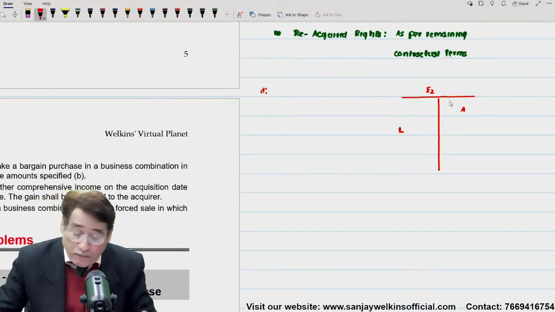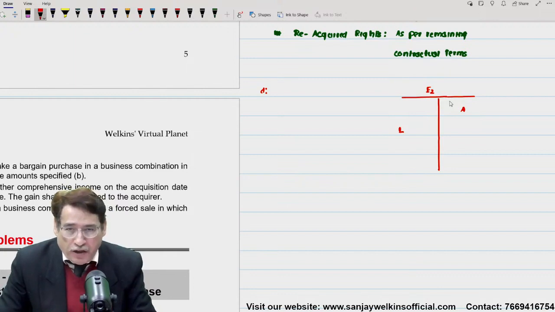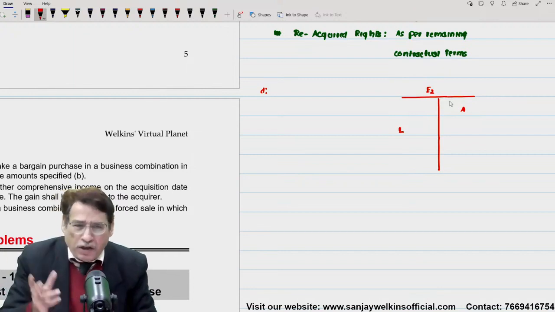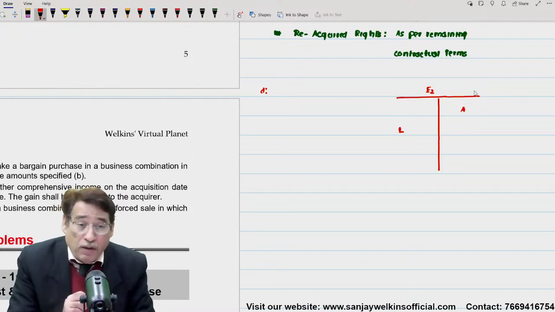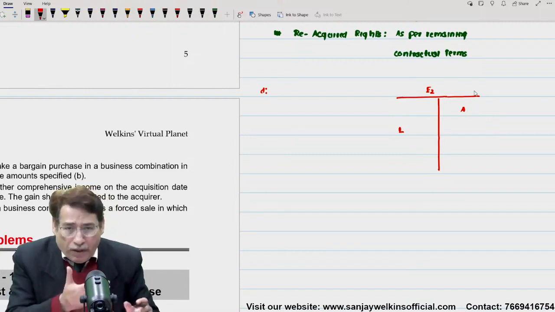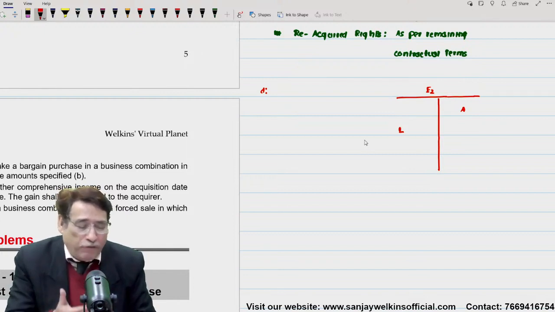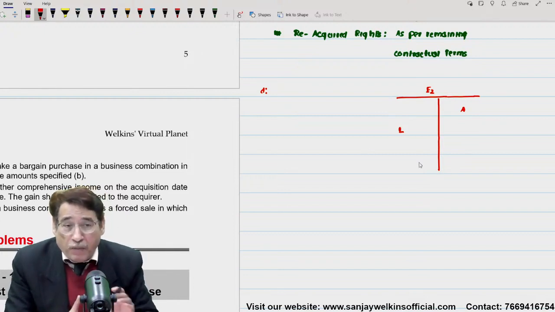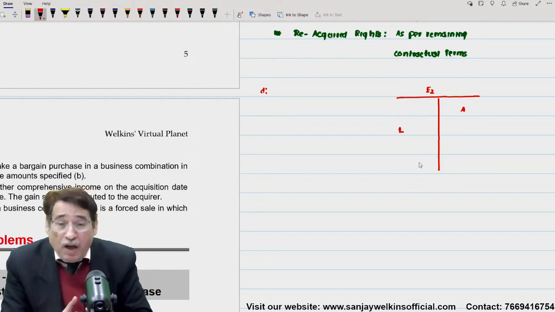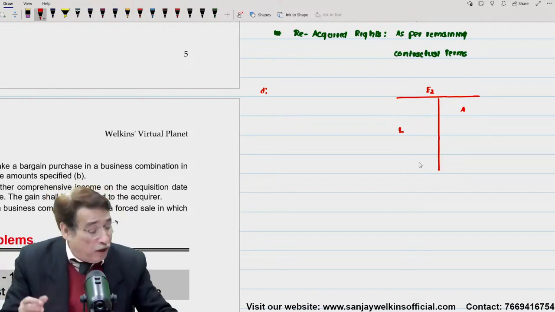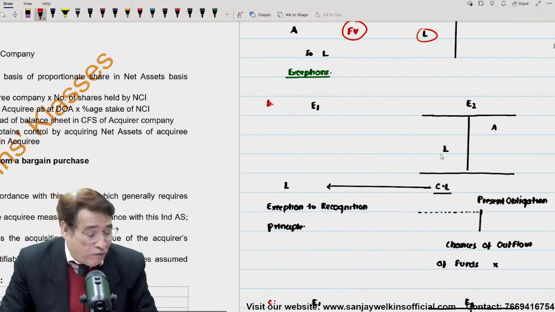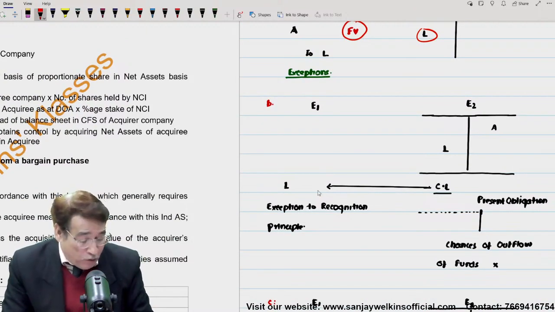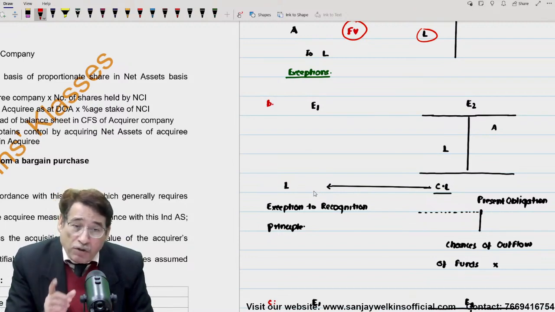Sometimes there might be some assets and liabilities which might not be appearing, due to some reasons or other, in the balance sheet of E2. And a further important point is that in spite of the fact that those items are not appearing in the balance sheet of the acquiree company, we will record them, and we will not record them at fair value. For example, in the very first case, you remember, I told you about the contingent liability. Even this item was not appearing in the balance sheet of the acquiree company, but we are going to record it. But the important thing is that we are going to record it at fair value.